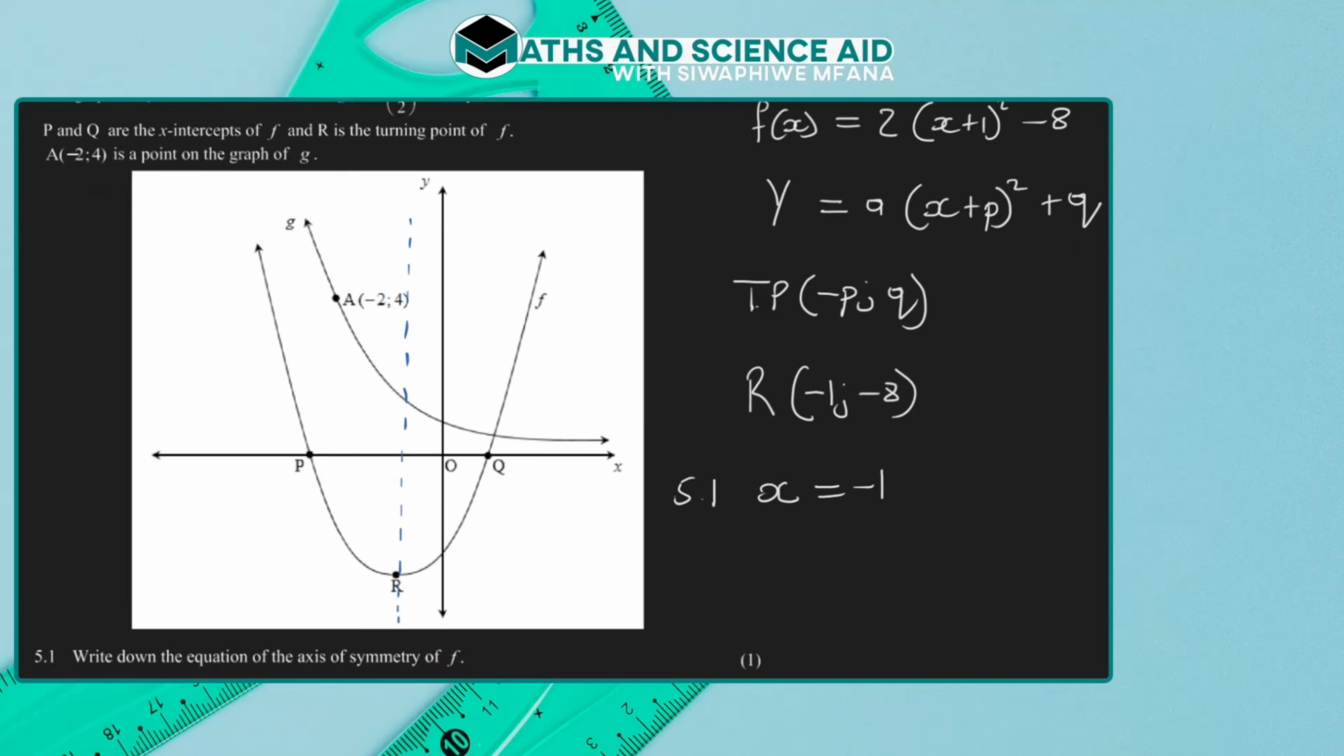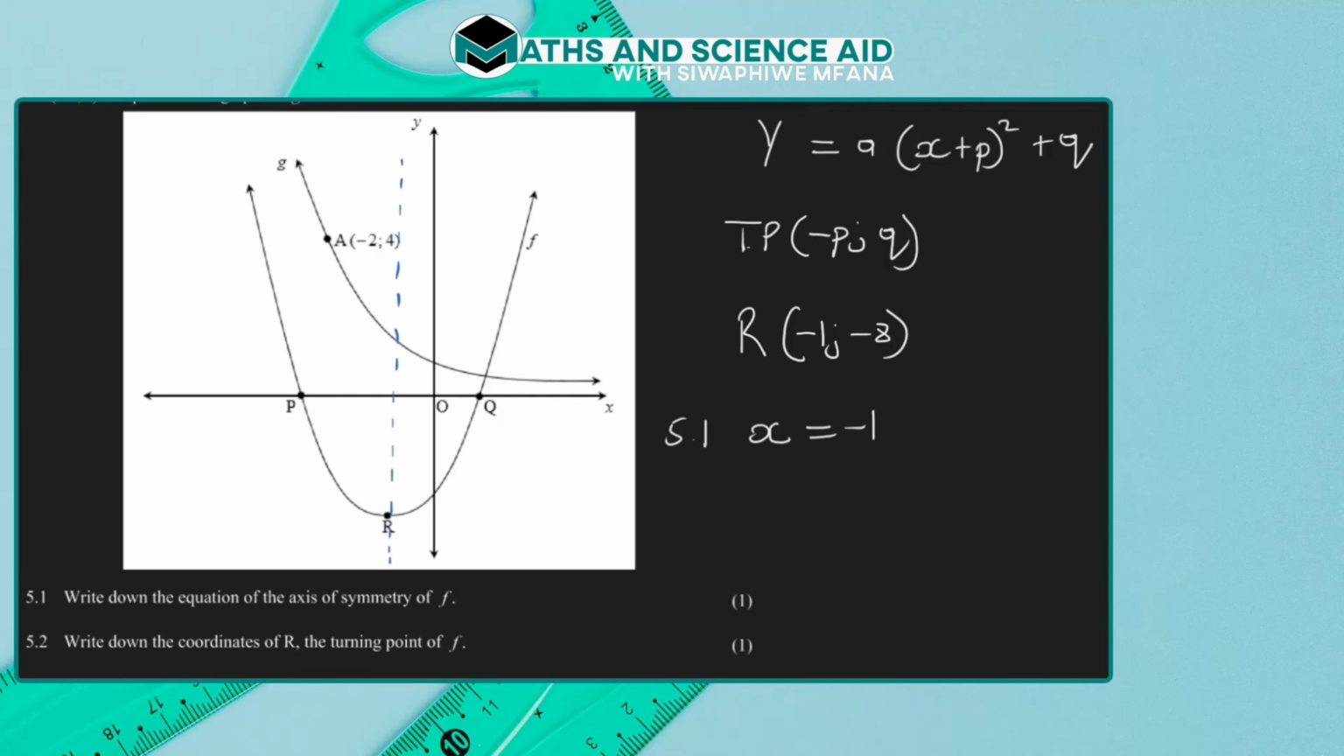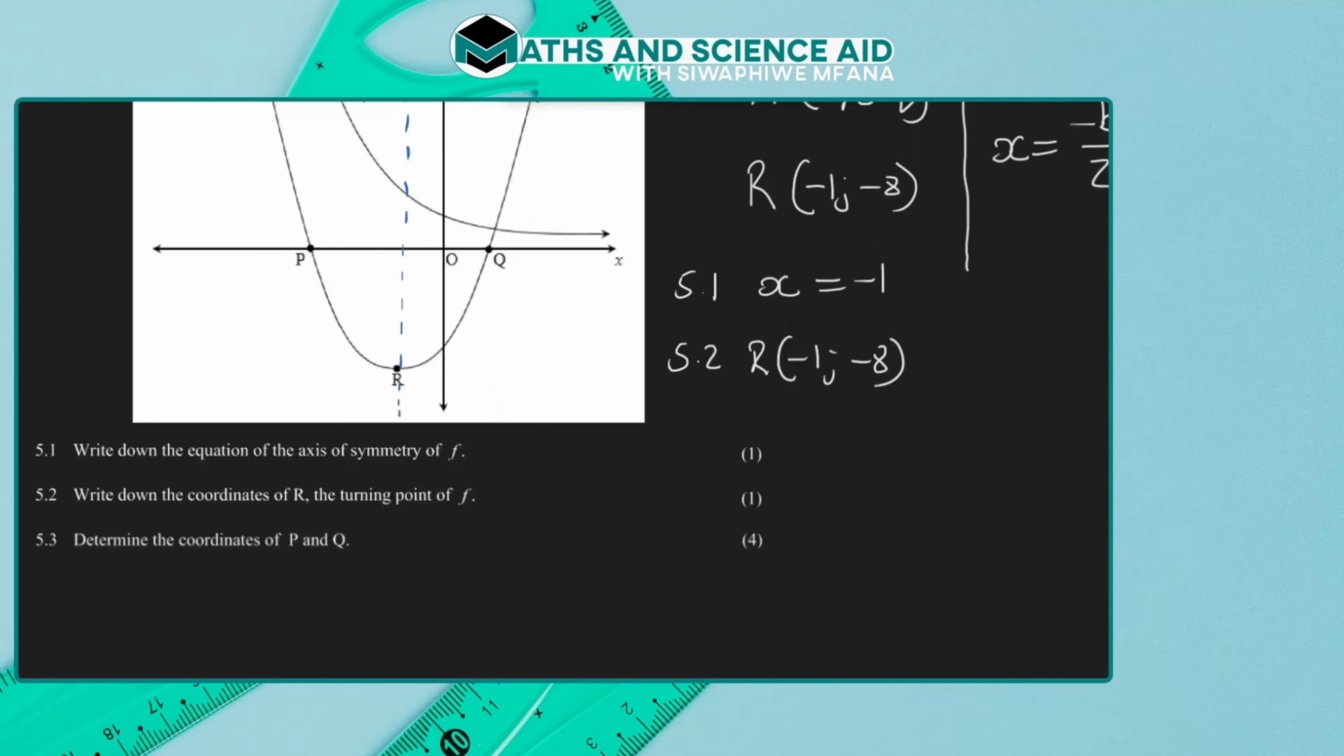And now the second question here is asking us to write down the coordinates of R, which is the turning point of f. And obviously we've already answered that the coordinates of R are just simply -1 and -8. So that's it for 5.1 and 5.2.